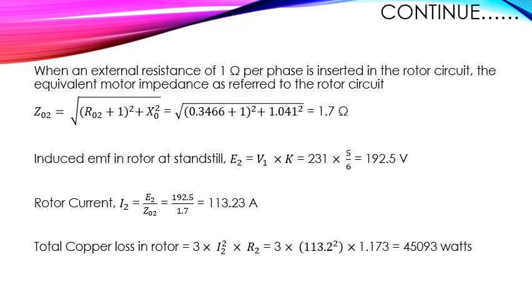Now the rotor copper loss is equal to 3 times I2 squared R2. Here we have to find the total copper loss, that's why we multiply by 3 as it is a 3-phase circuit. So it is 45,093 watts.